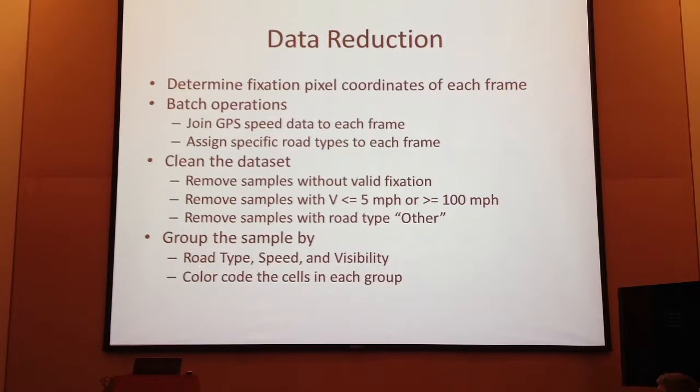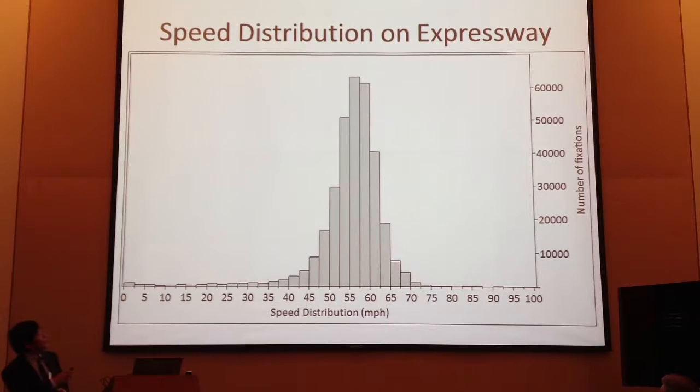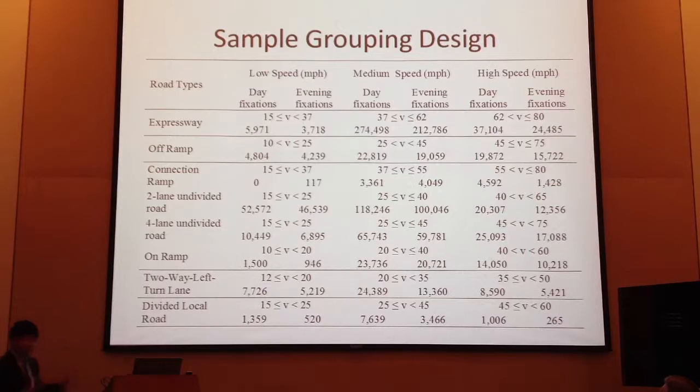Next, we group the samples by roadway type, by speed, and by visibility, and then we color code the cells in each group using the procedure explained before. This is how we group samples by speed. For each type of road, this is for expressway samples. These are the speed distributions. We plot this and also reference the posted speed limit. Then we decide where the low speed range, the medium speed range, and the high speed range are.